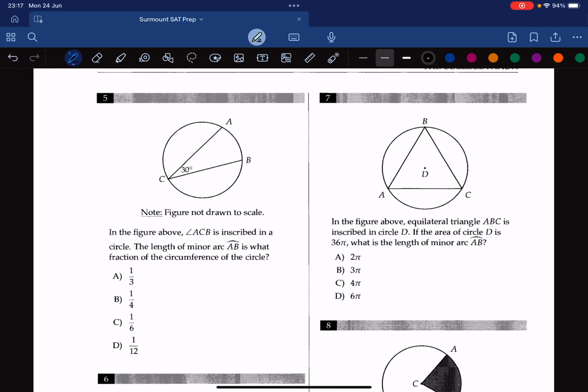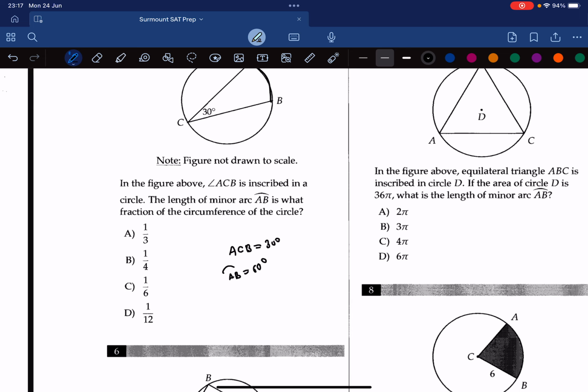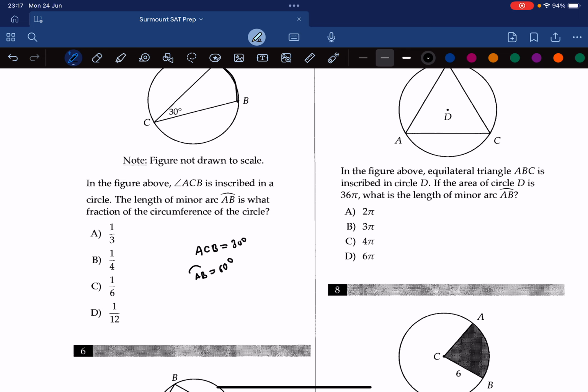Okay, moving on to question 5. In the figure above, angle ACB is inscribed in a circle. The length of minor arc AB is what fraction of the circumference of the circle? We know that the measure of arc AB is twice the measure of the inscribed angle. Since angle ACB is equal to 30 degrees, arc AB must be equal to 60 degrees. We can calculate the fraction of the circumference by dividing 60 degrees by 360 degrees, which is the full circle. So we'll get 1/6, so the answer is C.